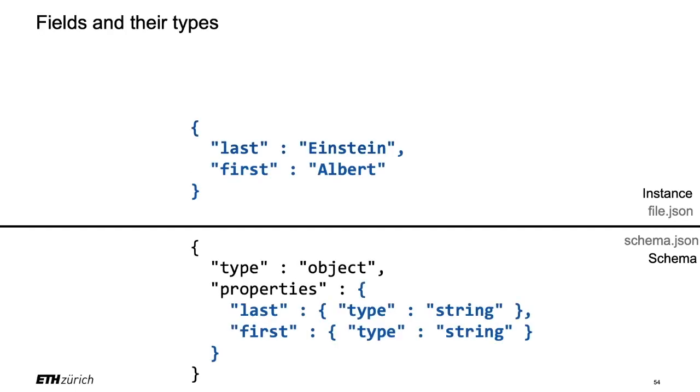Next, I can have several properties. Property is how JSON Schema calls the keys, right? You might have key, fields, property. There's plenty of ways to call them. But anyway, properties, we have last that is a string, first that is a string, so it's valid.